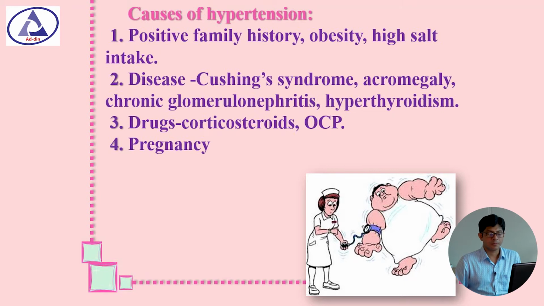Causes of hypertension. Number 1, positive family history, obesity, high salt intake. Number 2, diseases like Cushing syndrome, acromegaly, chronic glomerulonephritis and hyperthyroidism. Number 3, drugs, which include corticosteroids or people taking OCP. And number 4, pregnancy. So these are the common causes of hypertension.